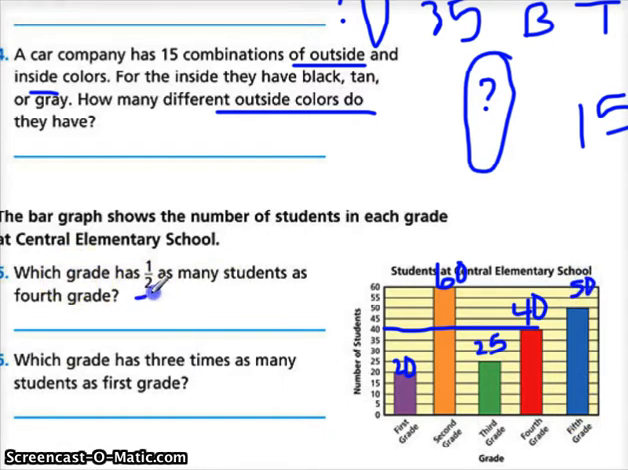Which grade has half as many students as 4th grade? Well, I know 4th grade has 40, and half of 40 is 20. Which grade level has 20? That would be first grade.